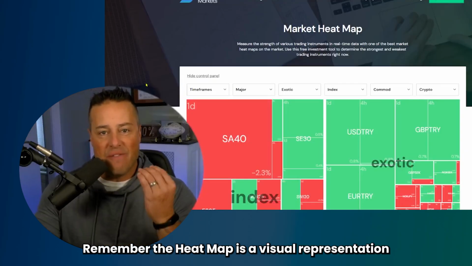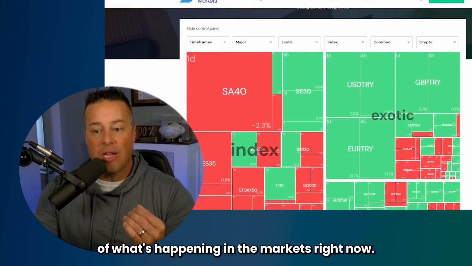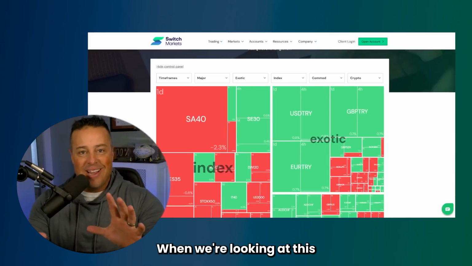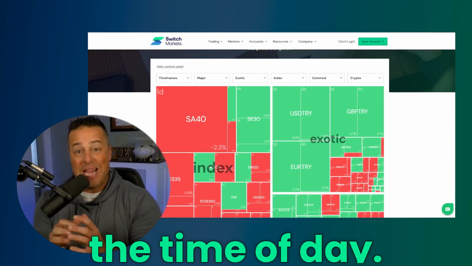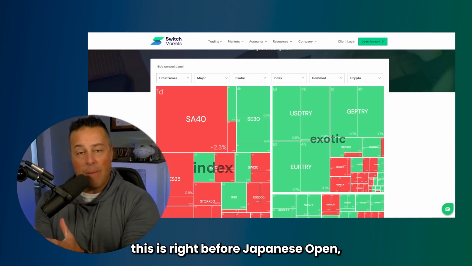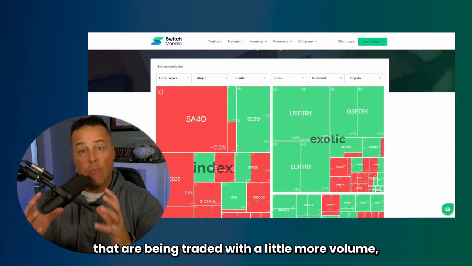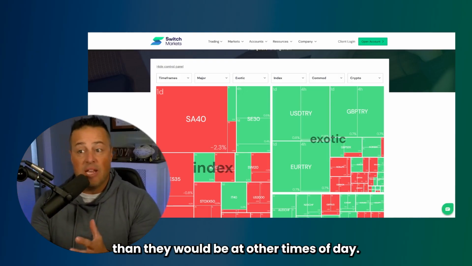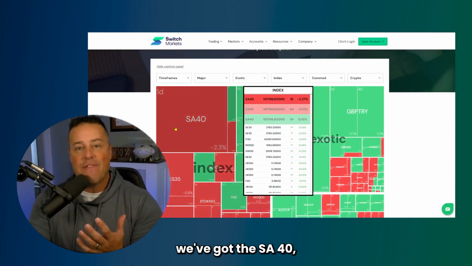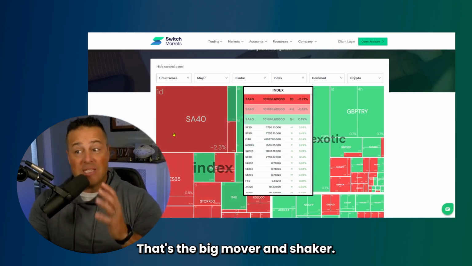Remember, the heat map is a visual representation of what's happening in the markets right now. When we're looking at this, there's a couple of things to note. Number one, the time of day. This is right before the Japanese Open, right before the Tokyo Open. So we've got different assets that are being traded with a little more volume than they would be at other times of day. So as you can see right here, we've got the SA40, which is the South African 40. That's the big mover and shaker.